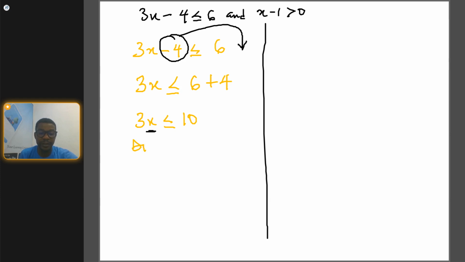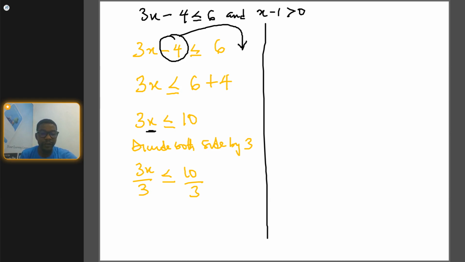So I'm to divide both sides by 3, and that will give me 3x divided by 3 less than or equal to 10 over 3. Okay? If you notice, the inequality sign did not change. The inequality sign did not change because I divided both sides by a positive integer, which is 3. So it will not affect the inequality sign. The inequality sign will be affected only when you divide both sides by a negative integer.